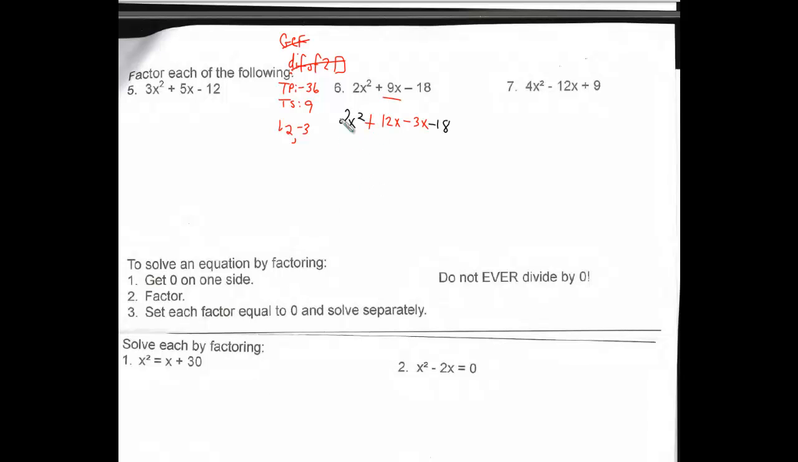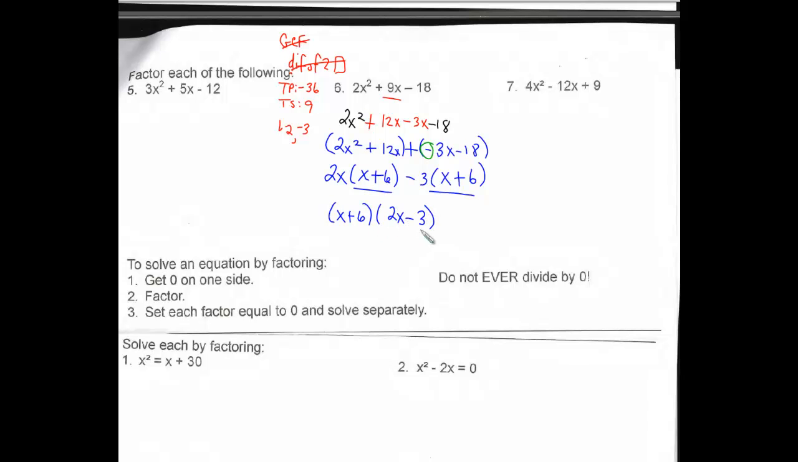Now we group them. Now remember, any time that there's a negative in front, we want to pull that out. The greatest common factor is 2x. That leaves me with x plus 6. In the second term, I can pull out a negative 3, and that leaves me with x plus 6. These two, x plus 6, are the same, so that is one of the factors. The other factor is 2x minus 3.